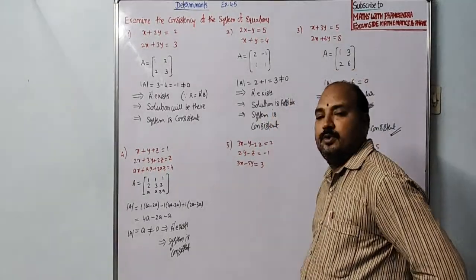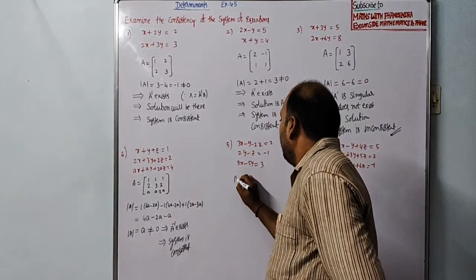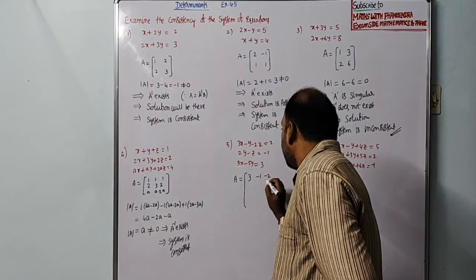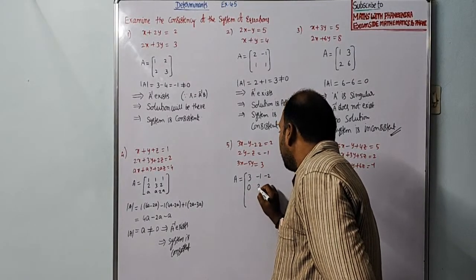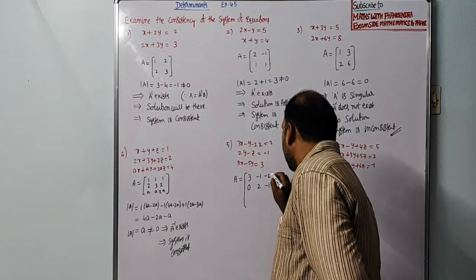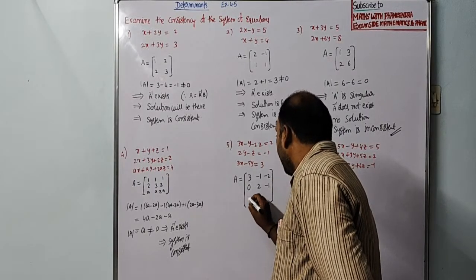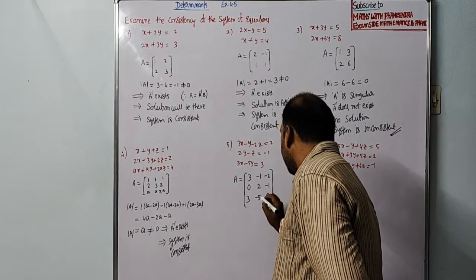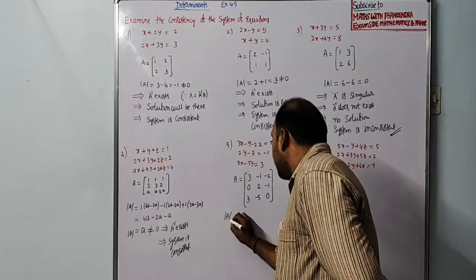Next come to here. We take that A is 3 minus 1 minus 2. Here x is not there, means 0, y coefficient is 2, z coefficient is minus 1, and x coefficient is 3, y coefficient is minus 5, and z coefficient is 0.